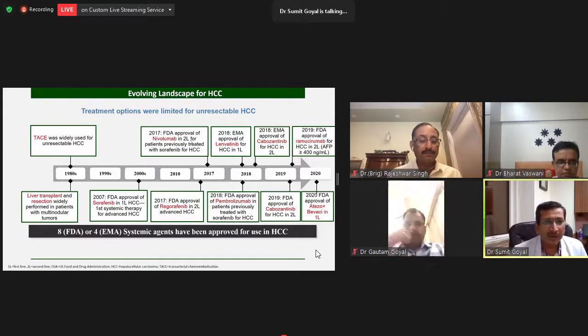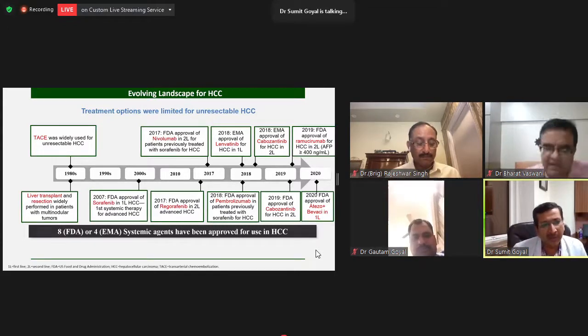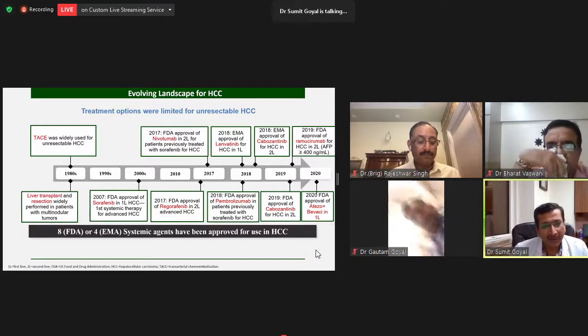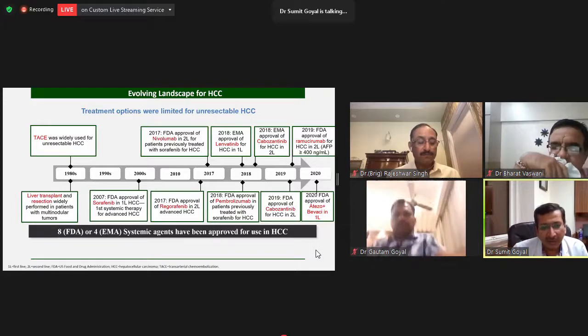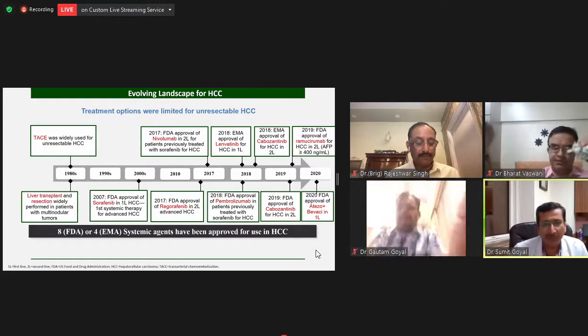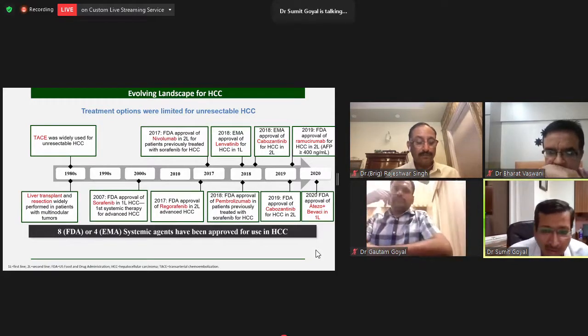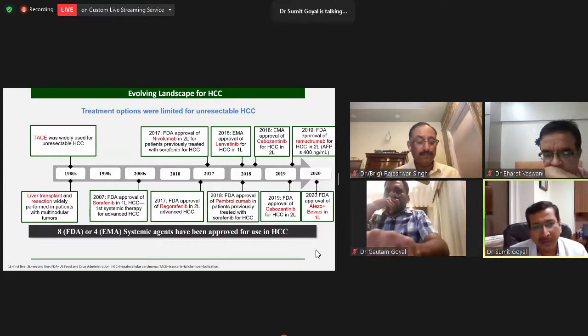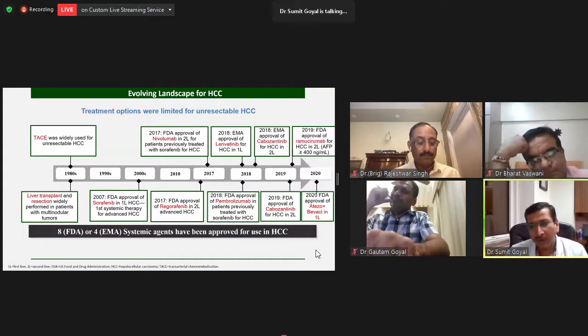If we look at the treatment modalities which existed in the 80s, it was only the surgical modalities. TACE was predominant, then there was liver transplant and resection. Moving on for 2 decades, we had nothing. Then in 2007, the FDA approved sorafenib in first-line HCC, which was nothing short of a breakthrough. Subsequently, for another 15, 17 years, there was a big void. There was nothing to address, and we had only sorafenib. Then lenvatinib came, nivolumab, regorafenib, pembro. All these agents got approved one by one.